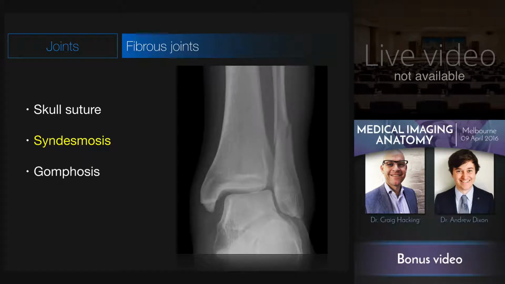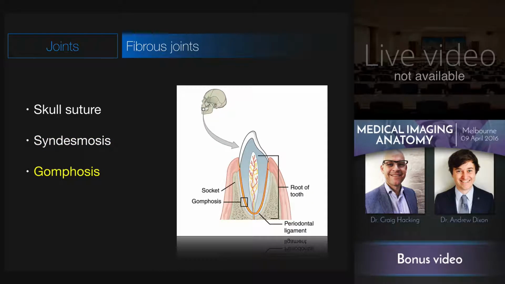A syndesmosis is also present between the tibia and fibula within the leg, and it's particularly strong distally at the distal tibiofibular joint. If this syndesmosis is disrupted, such as in this case where there is a Weber C fracture with widening of the syndesmosis and the medial ankle clear space, then this creates a very unstable ankle joint and requires surgical fixation. The gomphosis, one of my favourite joints, is another example of a fibrous joint. This is where the tooth is held tightly to the alveolar bone of the maxilla or the mandible.